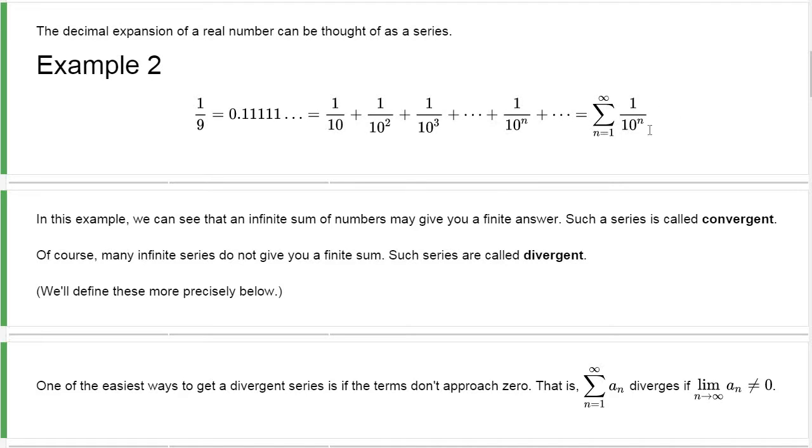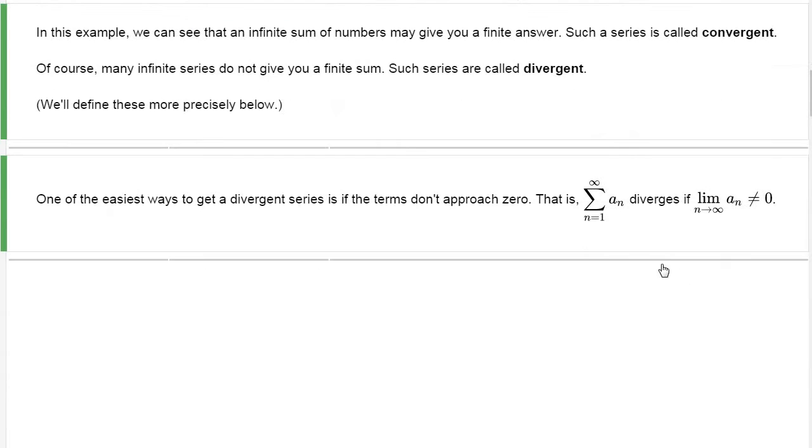So, infinite series might add up to a finite number. And you can see in this case, we call this series here convergent because it adds up to a number. Some series don't add up to some finite number, and those series are called divergent. And we'll talk about what exactly I mean by those a little bit later.